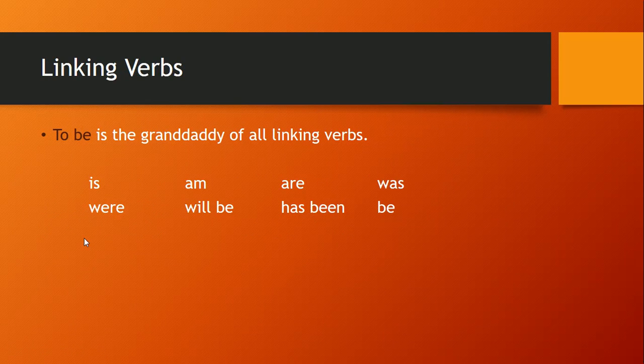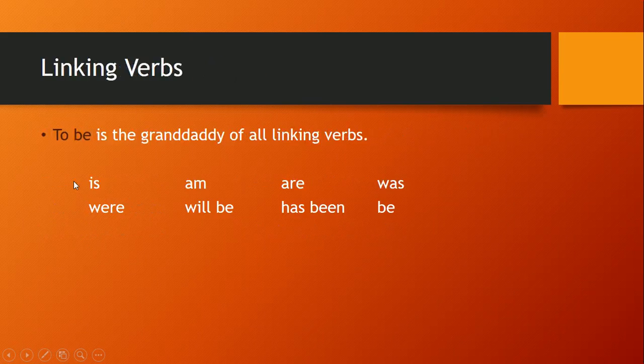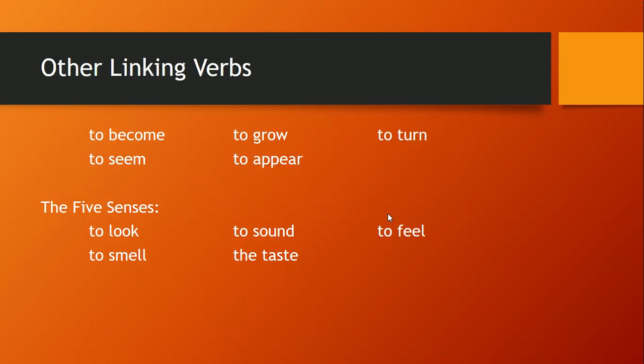Okay, to be is the granddaddy of all the linking verbs. So here, the equal sign is the linking verb. Is is the most common form of to be. Here are the other forms of to be. If you're taking a foreign language like Spanish or French, you really need to know these. And the forms of to be always look way different from to be. They're totally different forms. Is, am, are, was, were, will be, has been, be, like a command, be on time. Those are all the linking verbs and forms of to be. There are other linking verbs that we can use.